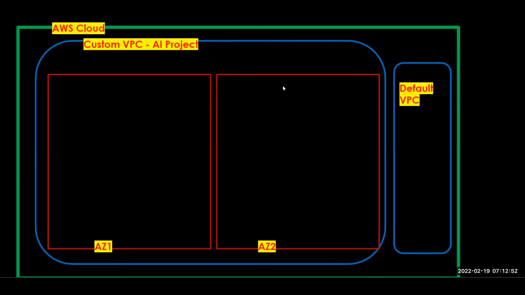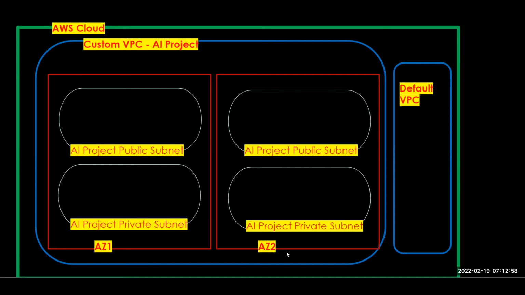For example, we use 2 availability zones, AZ1 and AZ2. In those availability zones, we want to create our subnets. We want to have 4 subnets. In AZ1, we will create 2 subnets, a public subnet and a private subnet. In AZ2 also, we will create 2 subnets, a public subnet and a private subnet.